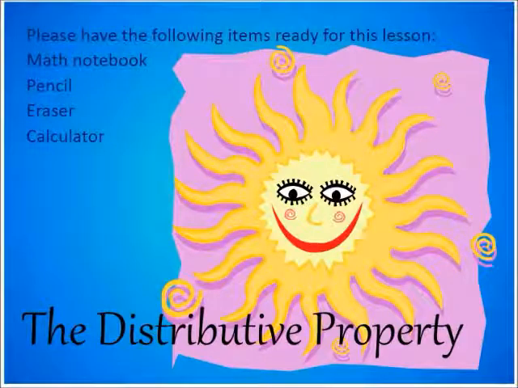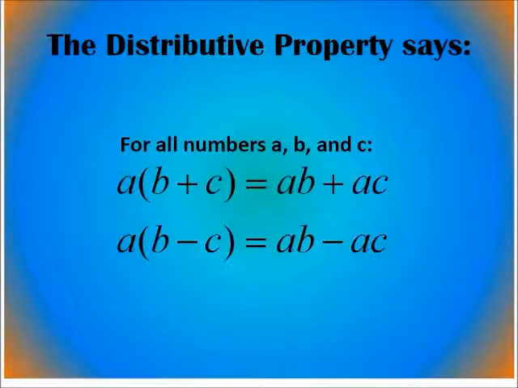This lesson is going to go over the use of the distributive property. The distributive property says that for all numbers a, b, and c, so in this case we're saying a, b, and c are just different random numbers. They can be positive, negative, decimals, fractions, whatever number they might be.